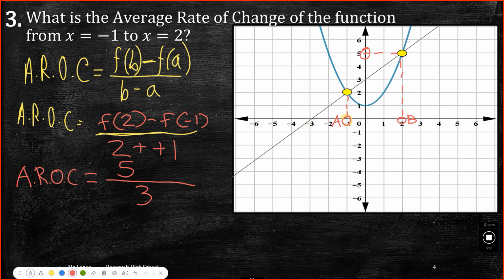Minus f of negative 1. What's f of negative 1? 2. Yes. Finish it. What's 5 minus 2? It's 3. And what's 3 divided by 3? Okay. Yes.